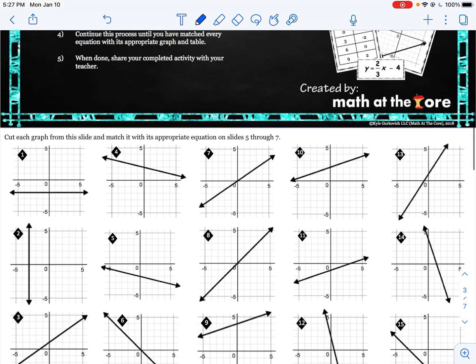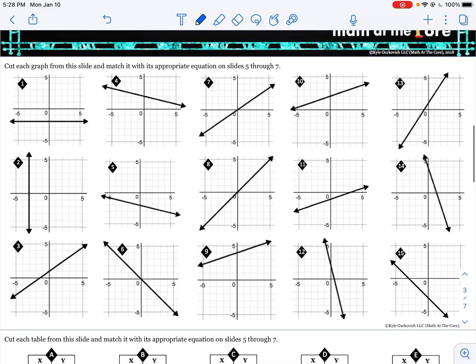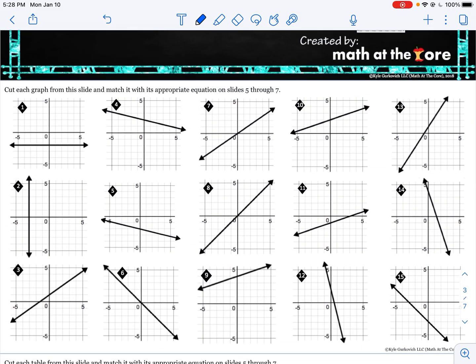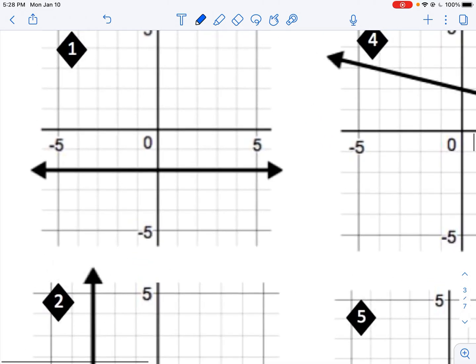Okay, so this is the linear functions. Some of you are having a tough time doing this. Guys, find the slope and the y-intercept first. So I look at this. Okay, we talked about horizontal lines. Anytime it's a horizontal line, its slope is 0, and it's y equals a number.